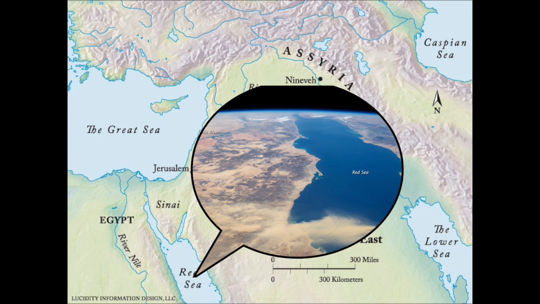Another important body of water is the Red Sea, and this is a picture of it from space. The Red Sea has been around for a long time, and when you hear the story of Moses leading the people to freedom across the Red Sea, this is what they're talking about.